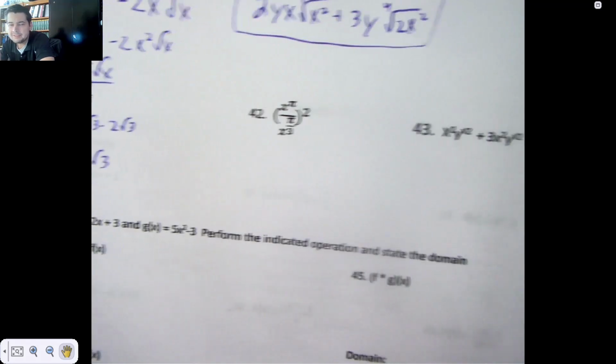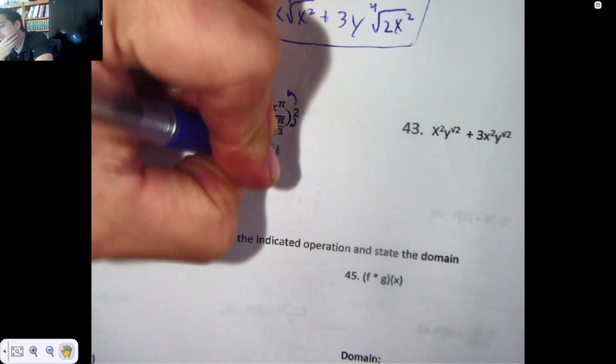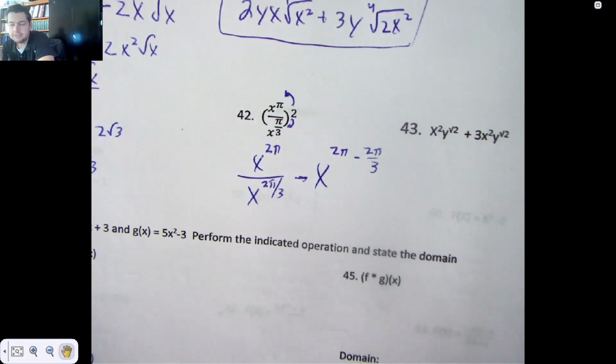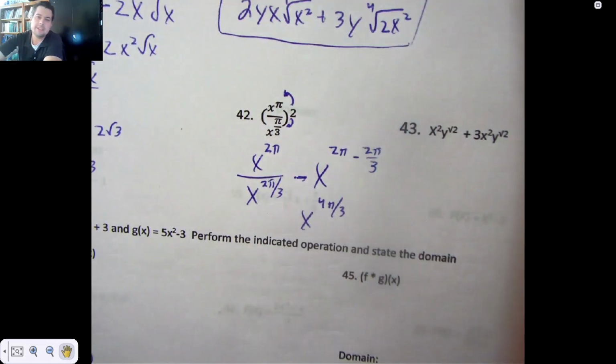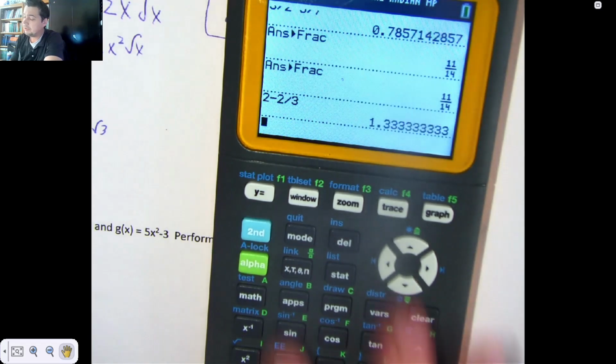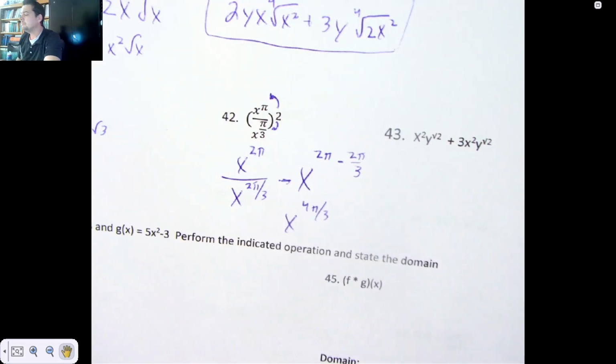42's got some pi in it. Who doesn't like pi? Anyways, I'm going to distribute that 2. Then I'm going to do my subtraction. 2 pi minus 2 pi over 3 is going to be 4 pi over 3. I know you may not see that, but I swear I'm right. If I do 2 minus 2 over 3, and I'm just doing the TI-84 just to show you that I'm right. It's 4/3. And what's up with this funny looking thing?